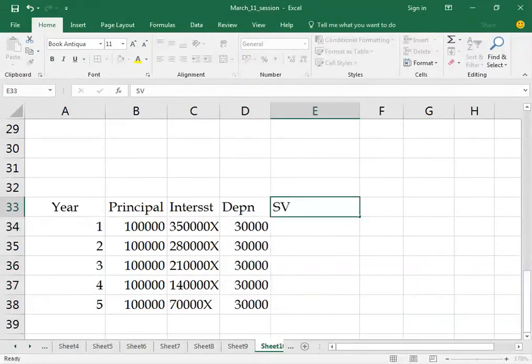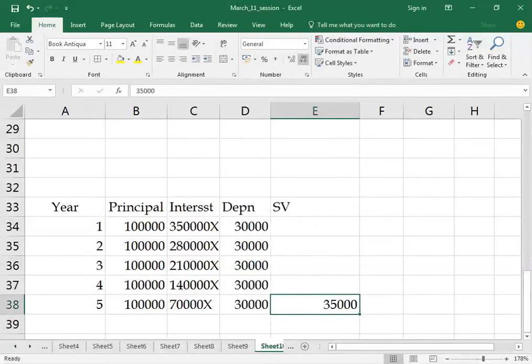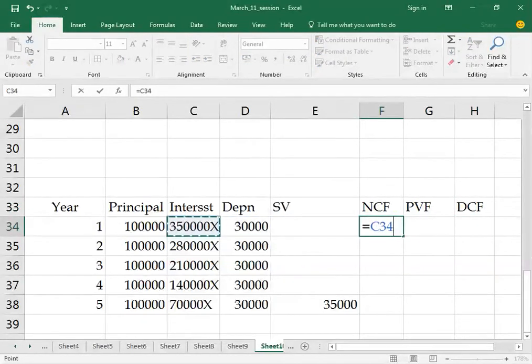And there is a salvage value which I receive in the 5th year, which is 35,000. The total of all of this is net cash flow. That should be equal to 335, into PVF, you'll have to multiply. The total of DCF will be the total of DCF. So PVF and DCF. Now please listen. My net cash flow is this plus this technically.